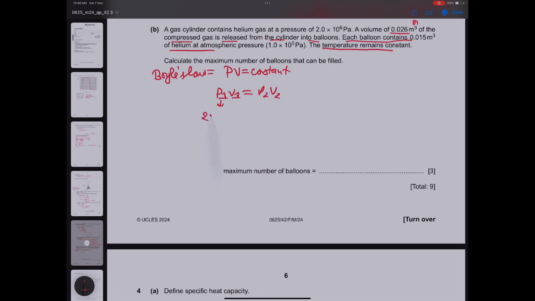P1 you will put as 2 into 10 to the power 6. V1 is 0.00026. P2 is given, 1 into 10 to the power 5 pascals. V2 we are trying to find out. In case you are wondering that the volume of each balloon is given, I agree, the volume of each balloon is given, but do we know how many balloons have been filled? No. So we take V2 as the total volume of balloons.